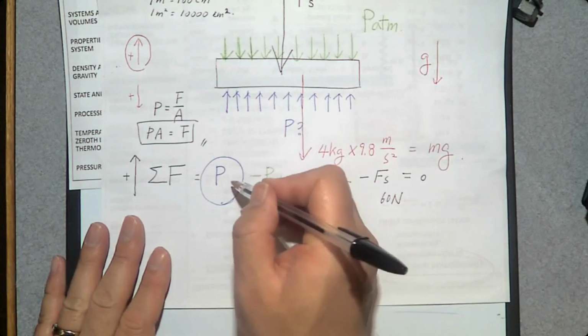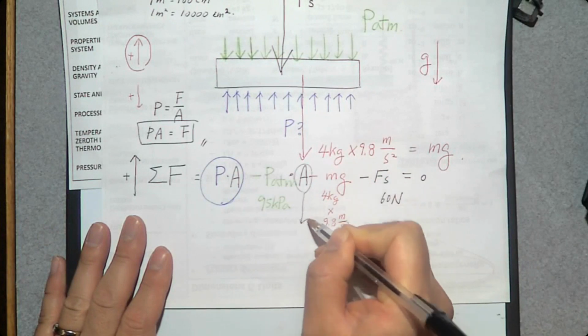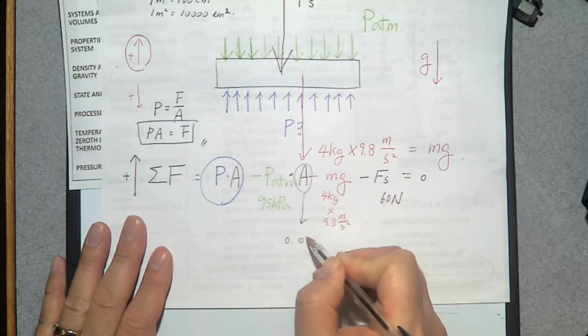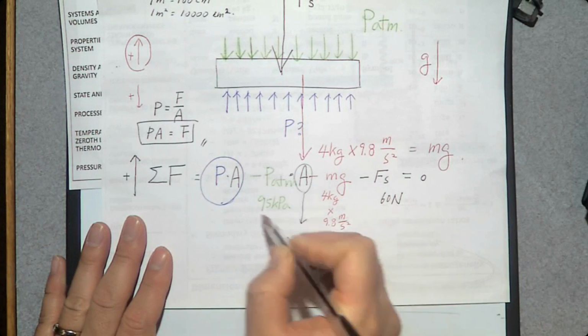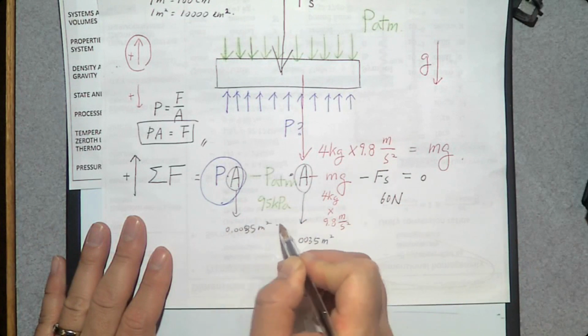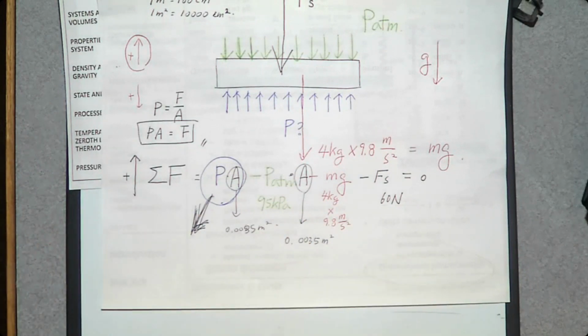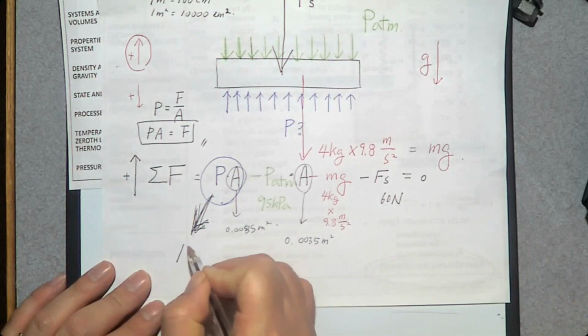Then it's going to be P_atm times area. This area is 0.0035 square meter. This one is also 0.0035 square meter. Then you can determine this pressure. If you do, the pressure value is, do I have it? 147 kilopascal.